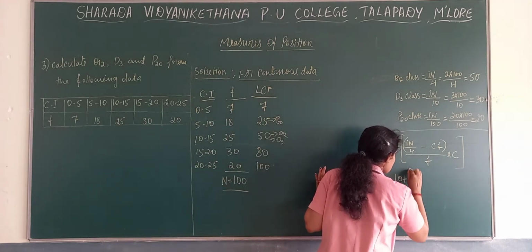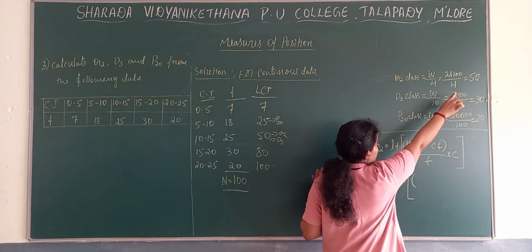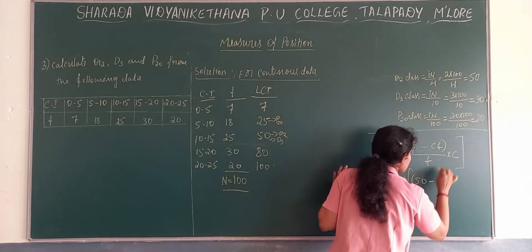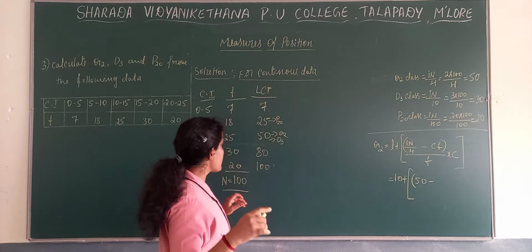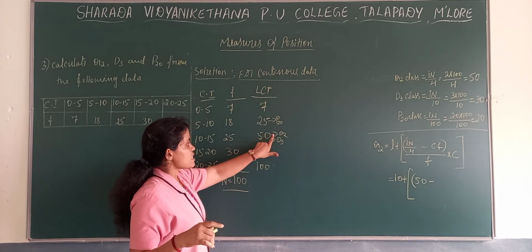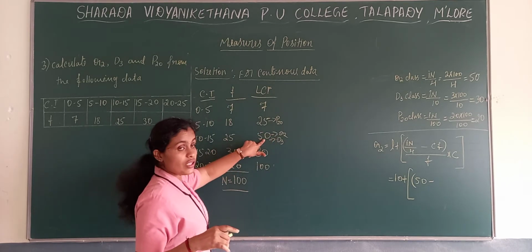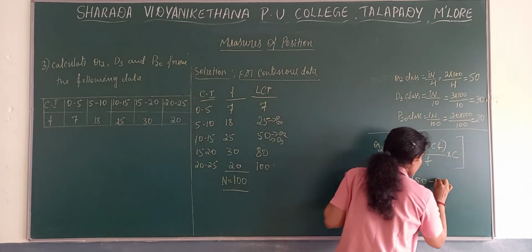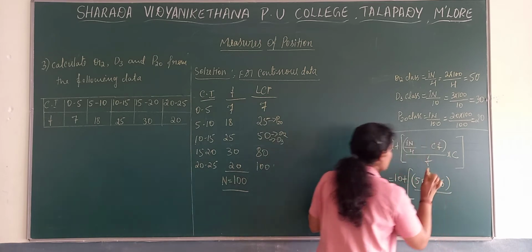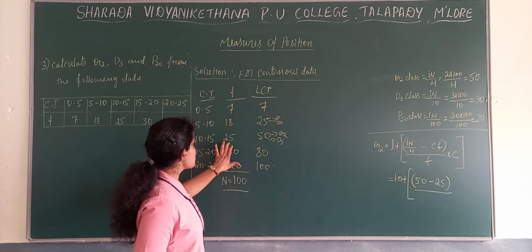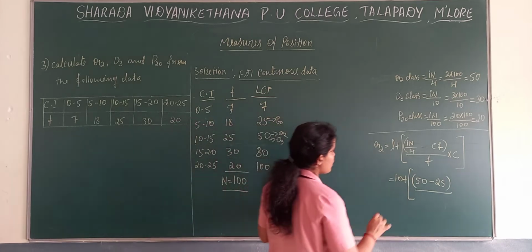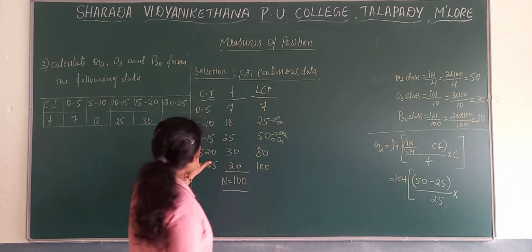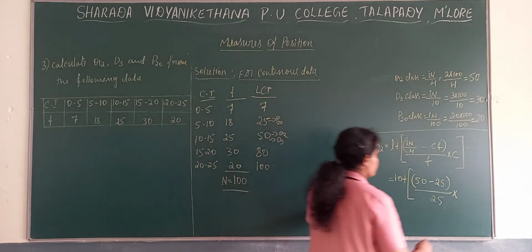L is 10 plus N by 4. What value did we get there? N by 4, we got 50, minus CF, the cumulative frequency preceding the quartile class. This is your class, and the frequency preceding the quartile class is the previous value, 25, divided by the frequency of that class. The frequency is again 25, into C. What is the gap of that particular class? The gap is 5.